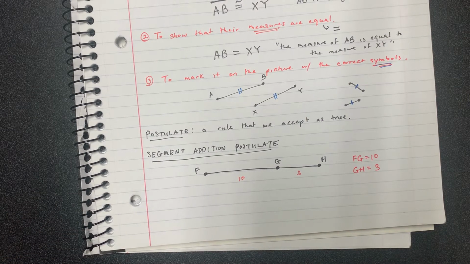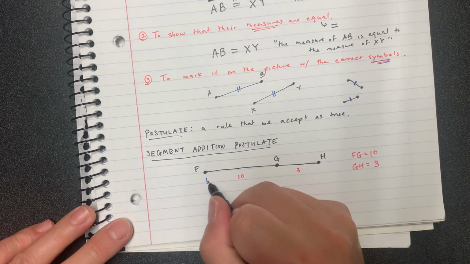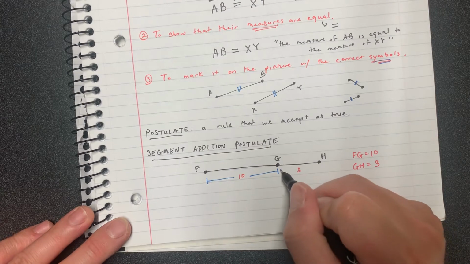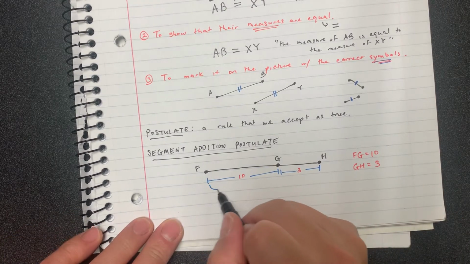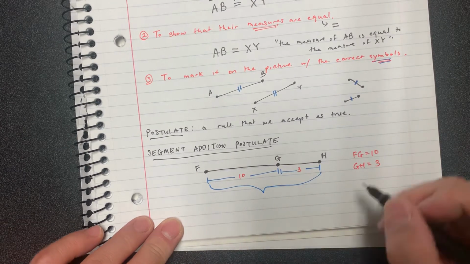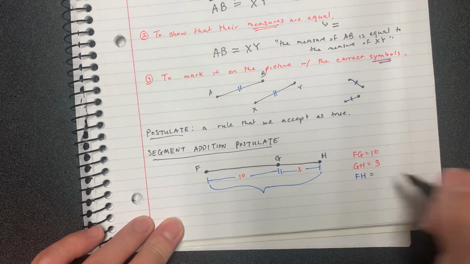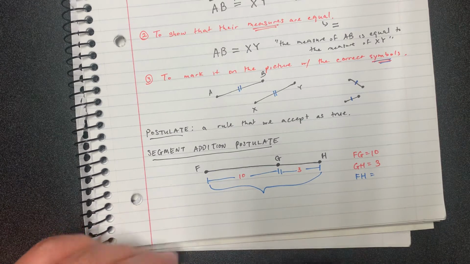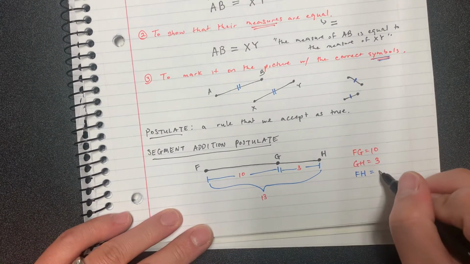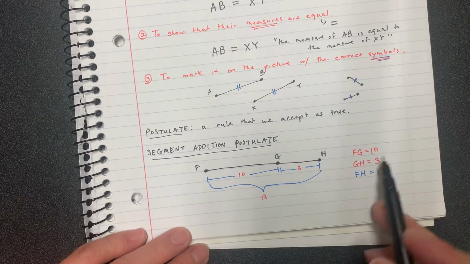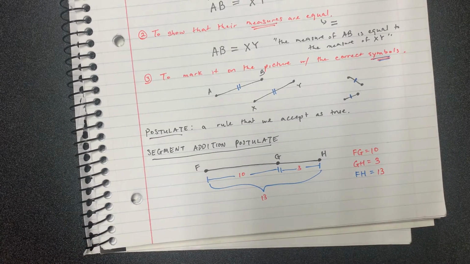Well, some of you might see it. If I take FG and GH, and combine them into one big segment called FH, I can conclude that the length of FH would be 13, because 10 plus 3 equals 13.